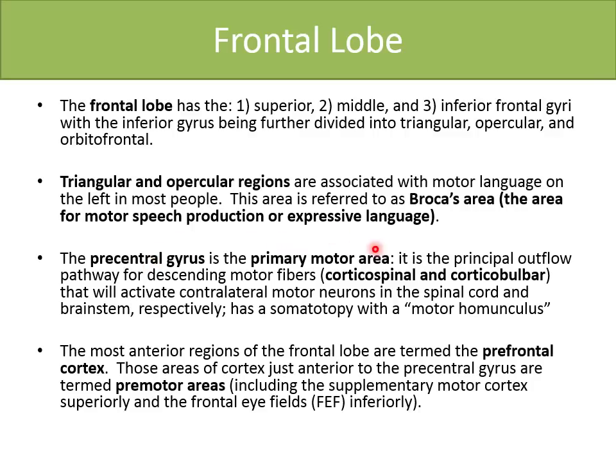The precentral gyrus is the primary motor area, and its output, as we've indicated, is the corticospinal and corticobulbar tracts. It activates contralateral motor neurons in the spinal cord and in the brainstem. And there is a somatotopy to that precentral gyrus that we refer to as the motor homunculus. And then the most anterior regions of the frontal lobe are termed the prefrontal cortex, anterior to the motor structures and premotor areas. Some of the premotor areas include the supplementary motor cortex and the frontal eye fields, more inferior.